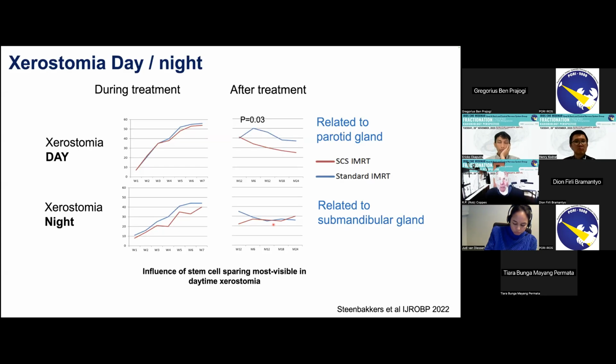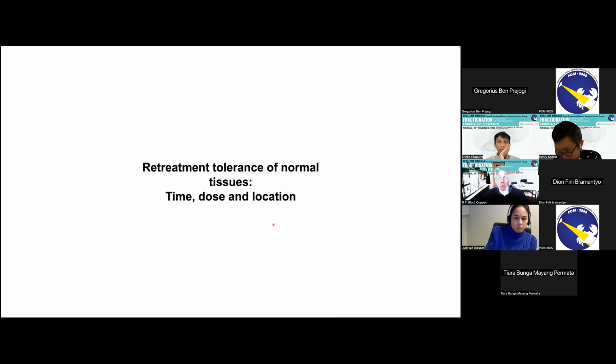And this also, yes, I think I'm going well in time. This is also very important for the retreatment tolerance of normal tissue, because the retreatment tolerance is dependent on time and doses. And this was not the question, so I hope that I can explain a little bit in this very short time how this works.